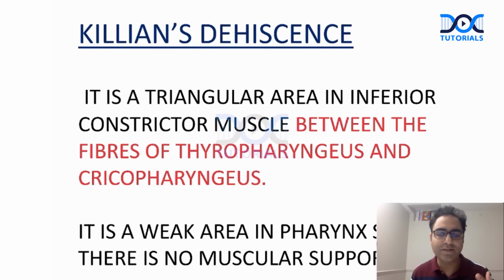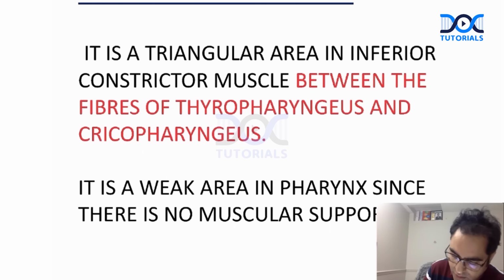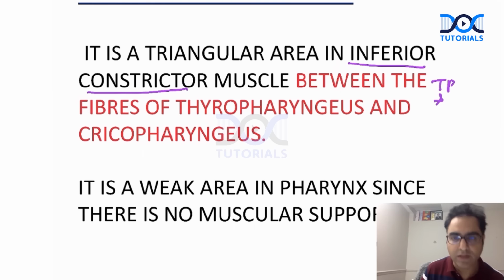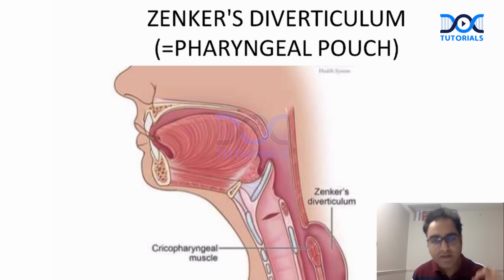Now, Killian Dehiscence, a very famous question. It's a weakness in the pharyngeal wall. Basically, Killian Dehiscence is in the inferior constrictor muscle area, a triangular area between the fibers of thyropharyngeus and cricopharyngeus. Basically there is no muscle in this area. In Killian Dehiscence, there is no muscular support. It's a weak area. Therefore, Killian Dehiscence is the site of formation of Zenker's diverticulum.